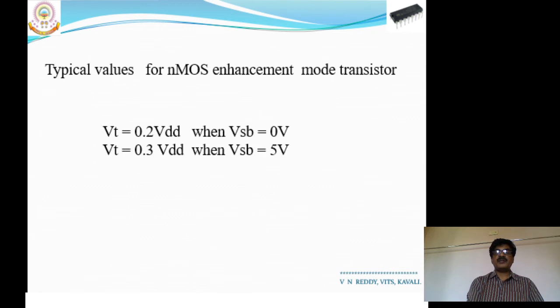Now coming to the typical values for the threshold voltage in the case of enhancement NMOS. Its value is 0.2 times VDD without body effect. VSB is 0 means there is no body effect. But with the body effect, suppose the VSB is 5 volts, the threshold voltage requirement is 0.3 times VDD. So more threshold voltage we have to apply.